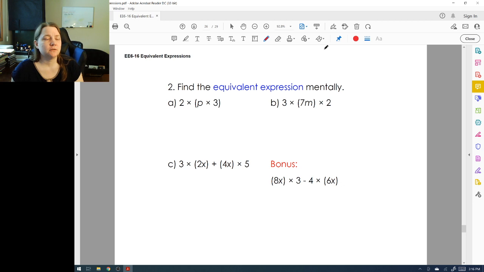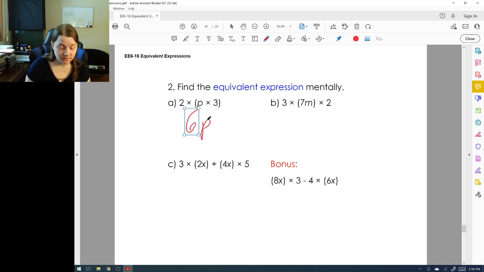You can also do this kind of the way I was just doing it before, just by working it through. 2 times 3, because we can change the order that we're going to multiply things. 2 times 3 is 6. That would be 6p. Then we go into 3 times 7m times 2. Oh boy. Let's multiply 3 times 2 first. 3 times 2 is 6 times 7m. 6 times 7 is 42.